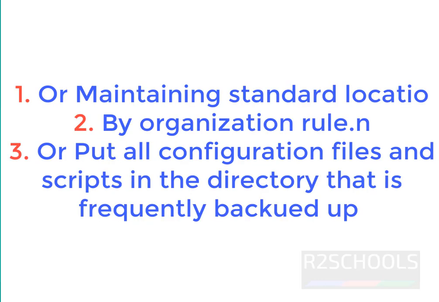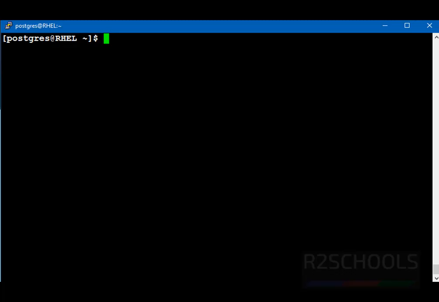Why are we moving the default location of the postgresql.conf file to another location? Following are the possible reasons. One is maintaining a standard location. Second is it's decided by your working organization. Third is putting all configuration files and scripts in a directory that is frequently backed up. It is recommended to take periodic backups of all configuration files.